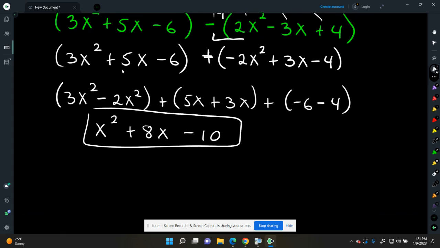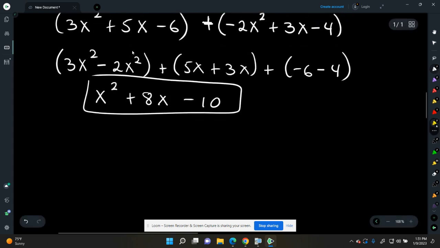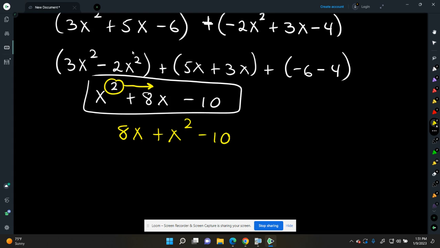Okay. Now, when you write your answer, it has to be in order from highest exponent to lowest exponent. So if I wrote 8x plus x squared minus 10, that's not actually correct. So we'll get wrong for that? I would take a point off for that, yeah. It should be highest exponent down, okay?